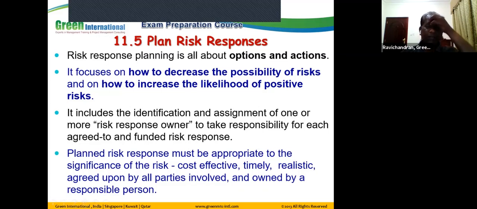The planned response must be appropriate to the significance of the risk, meaning it should be cost effective, timely, realistic, agreed upon by all the parties involved, and owned by a responsible person. Say, for example, you have a risk which is going to cause a 10,000 real impact, but you are coming up with an action plan which is going to cost you 25,000 real. Is your risk response appropriate? No. That's why I say risk response must be cost effective, timely, realistic, and should be agreed by all the parties involved.